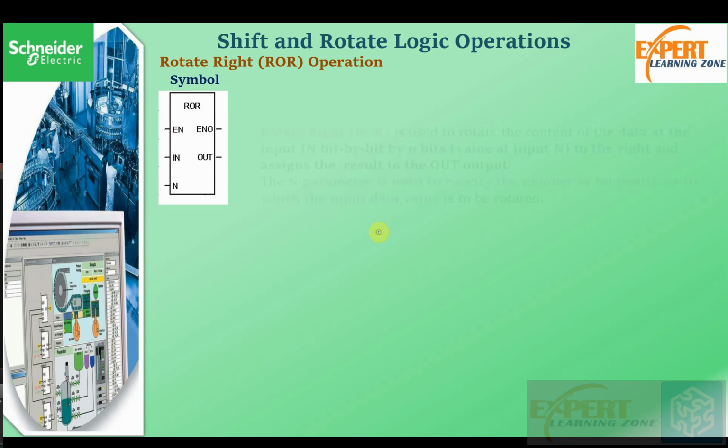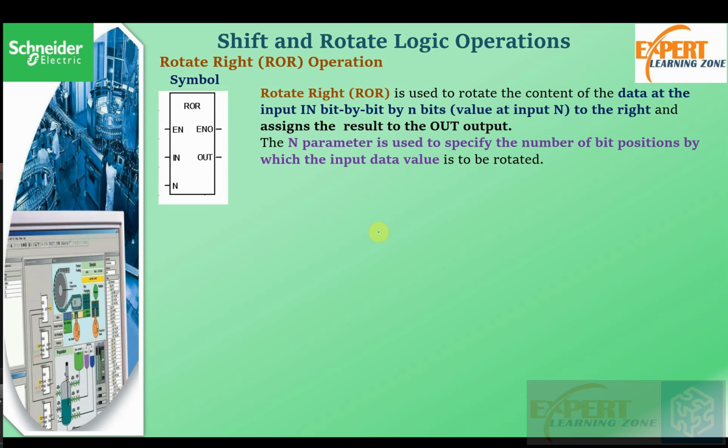Now we have the rotate right. The rotate right rotates the data. Here we are performing some kind of rotation. So it rotates the data. The data is constantly being plowed back. The least significant bit for the shift right becomes the most significant bit at some point.